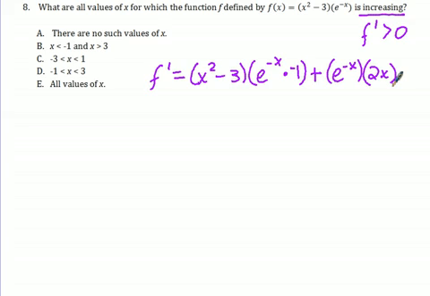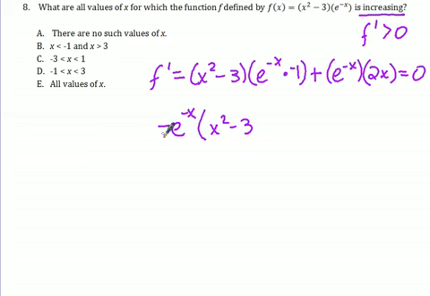Anytime we're looking for the positive and negative, we need to find the critical numbers. So I find this first derivative and I'm going to set it equal to 0. Now this one looks a little bit scary to solve, but notice we've got two terms here and they both have e to the negative x. That means I can factor that out. And I'm going to go ahead and factor out the negative 1 with it as well. I'm going to factor out negative e to the negative x. If I factor that out from this term, I'm left with x squared minus 3.